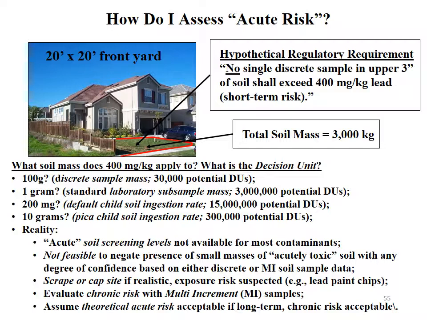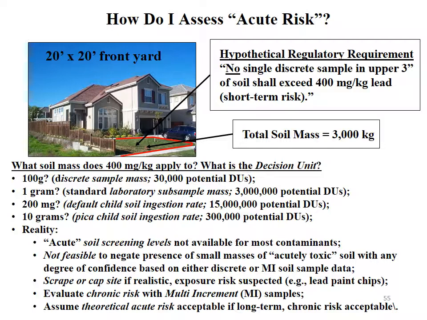From a reality standpoint, we're talking about acute risk. So a risk assessor will say, we're going to focus on pica children. These are children that tend to eat everything in front of them, including dirt. The default soil ingestion rate for pica children is 10 grams. It's roughly a small spoonful of dirt. So that's a little more reasonable. Now it's risk-based. You're telling me something to test in the field, risk-based: demonstrate that a pica child wandering across this front yard isn't going to instantly ingest 10 grams of soil that exceeds 400 milligrams per kilogram lead. Well, I still have 300,000 potential DUs in the front yard. So you can see how this is going.